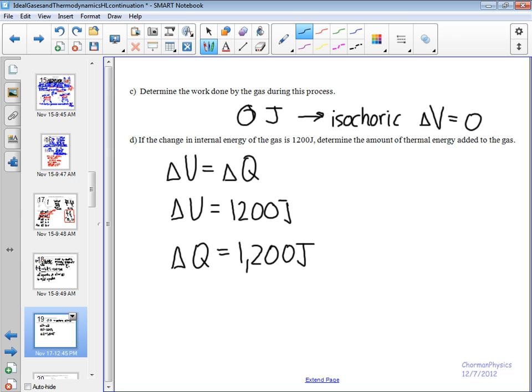So the next part asks to determine the work done by the gas during this process. Again, it's 0 joules. Remember, it's isochoric. There's no change in volume, so you can't do any work. There's no expansion or compression that can happen. So the question is, if the change in internal energy is 1200 joules, determine the amount of thermal energy added to the gas. Again, we showed this before with our first law, that the change in internal energy is the same as the heat added for an isochoric process.